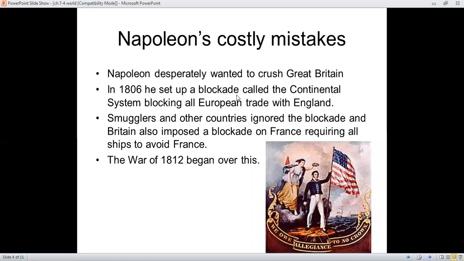This divided the world into two different sides and two different powers. What happened is that a war started. The War of 1812 began over this issue of the blockade. So Napoleon's first costly mistake was the blockade that he set up, which he called the continental system. Why is it a costly mistake? One, because it divided the countries and allies into two different sides. Two, because Britain made its own blockade on France. And three, because this initiated a war between the French and the anti-French countries.